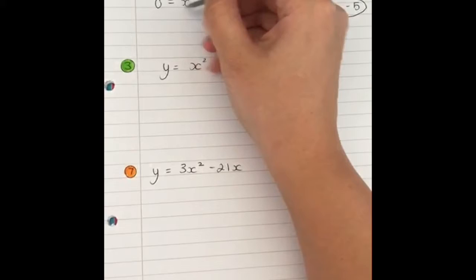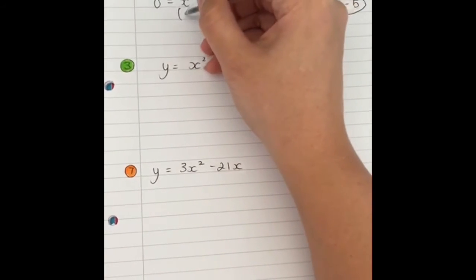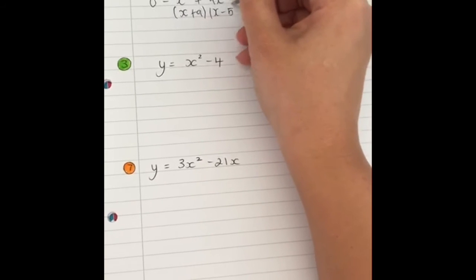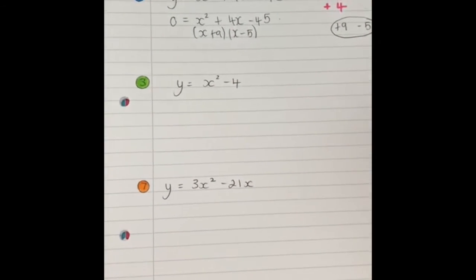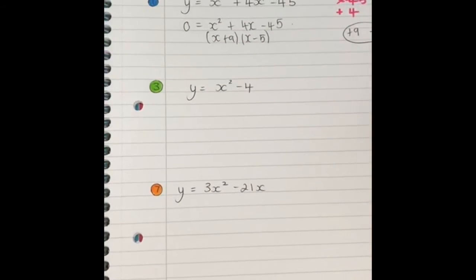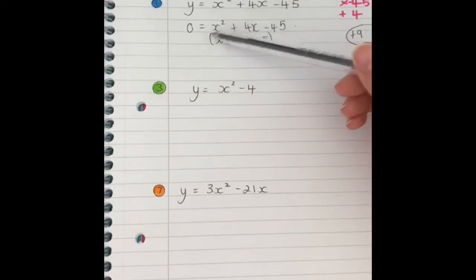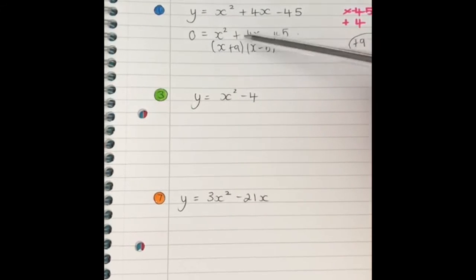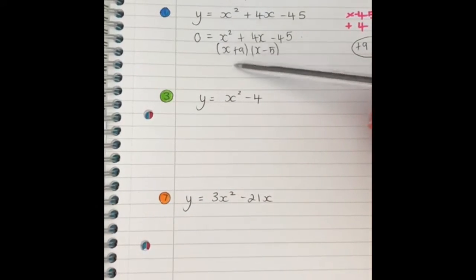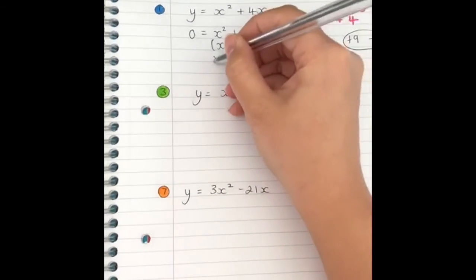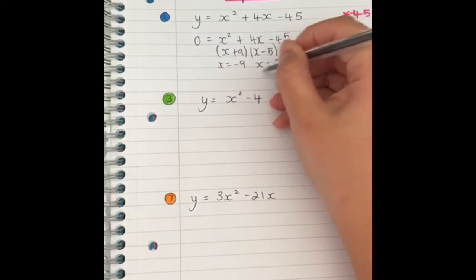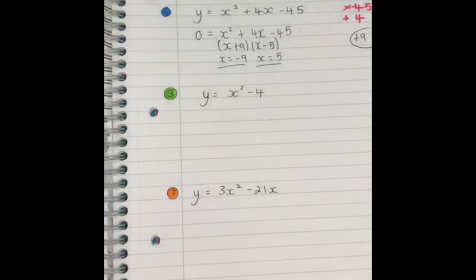We've got no coefficients, so straight into brackets. We want x plus 9 and we want x minus 5. So that's factorised. To find our solutions, we're pretending all this equals 0. For this bracket to equal 0, x must be minus 9. And for this bracket to equal 0, x must be 5. So those are your two answers for that one.